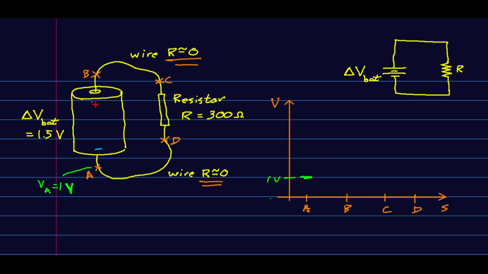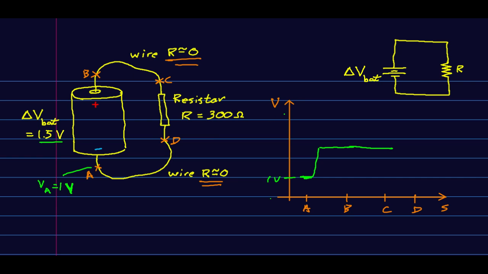And now as we go forward through the battery, the potential rises by 1.5 volts. That is the production of electrical potential energy from chemical potential energy in the battery. And now it doesn't change in the wire. That's the ideal wire approximation. And then between C and D, there's going to be a transformation from potential energy to thermal energy in the resistor.